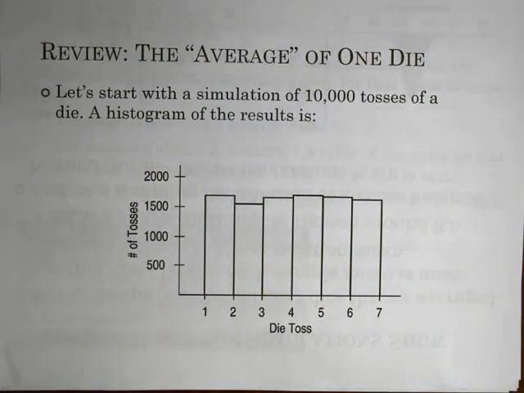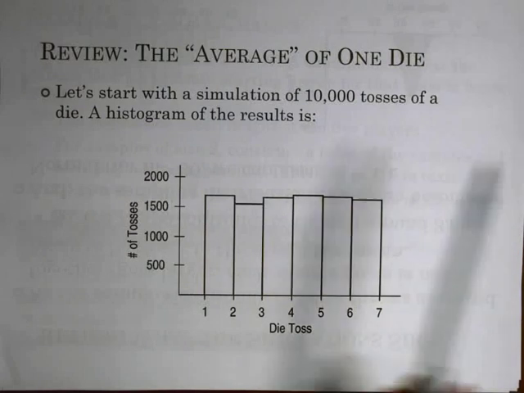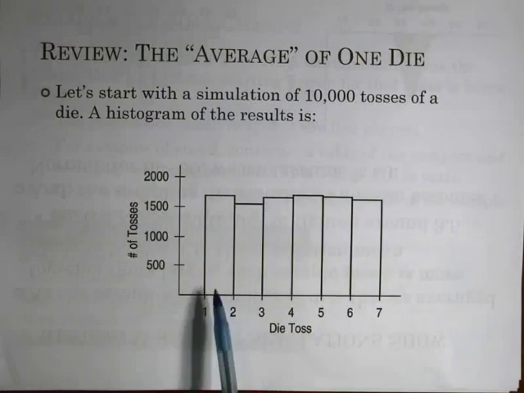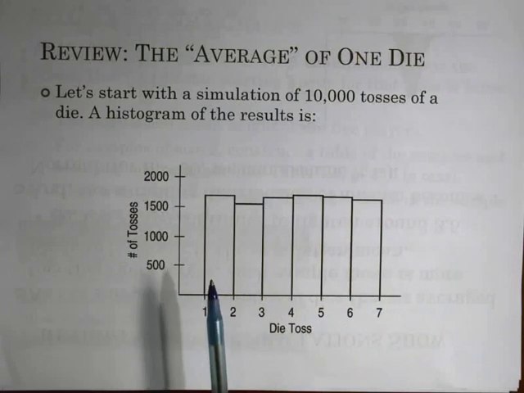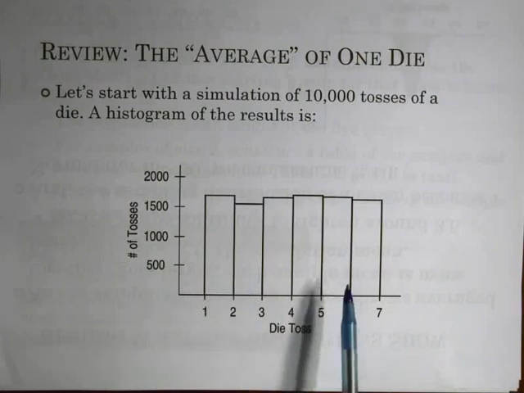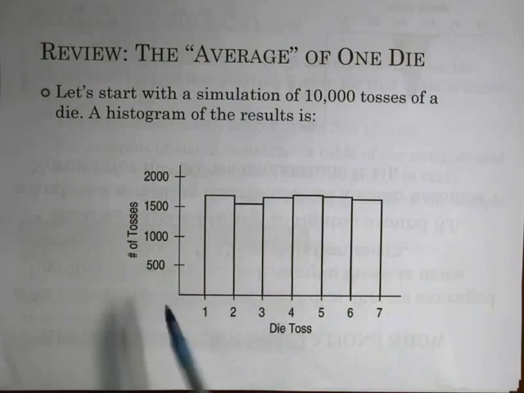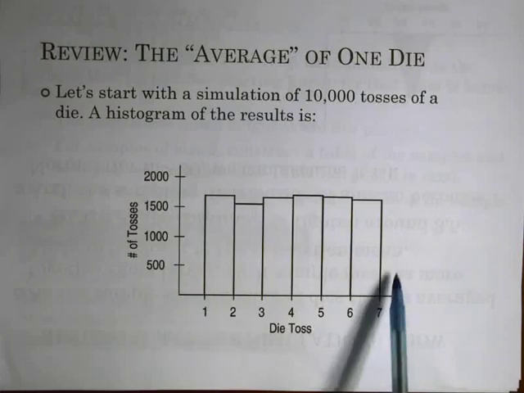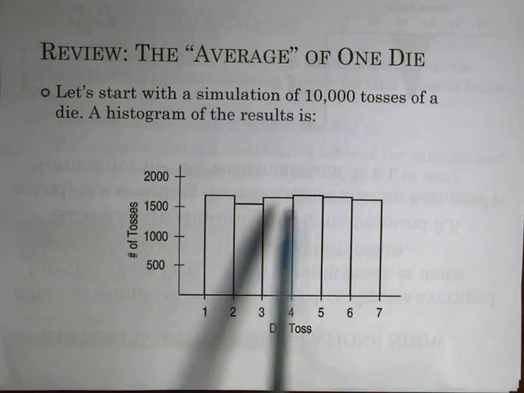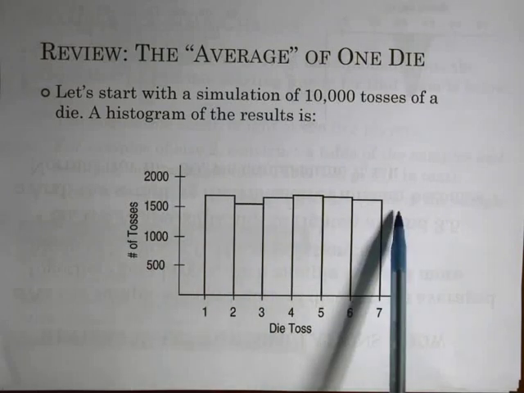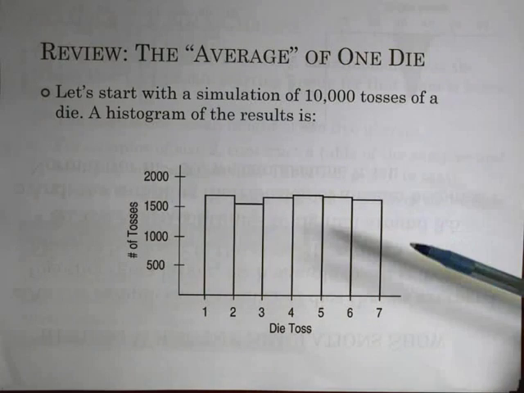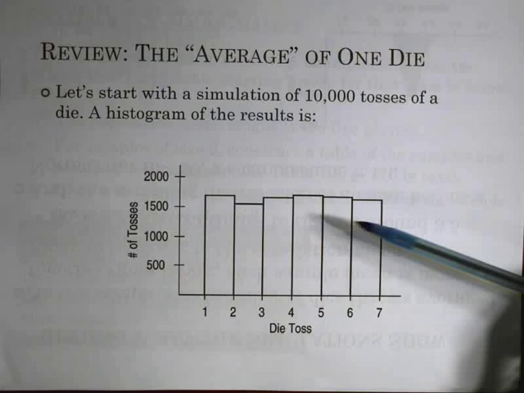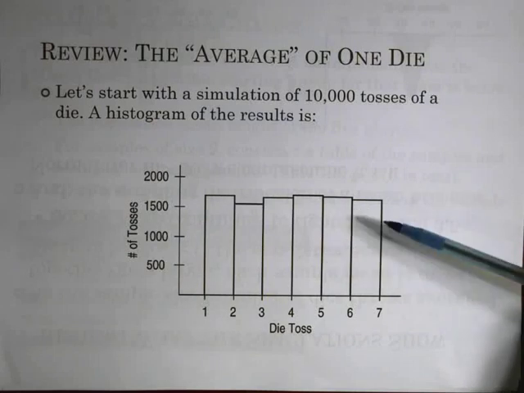One example that we did in class was the average of one die. So if we threw 10,000 tosses of a die and we got a number between 1 and 6 every time we tossed it, you have an equal chance of rolling a 1, 2, 3, 4, 5, or 6. And so in this simulation of 10,000 tosses, we see this pretty much horizontal distribution. It's not perfect because we haven't tossed it an infinite number of times. We've only tossed it 10,000 times.